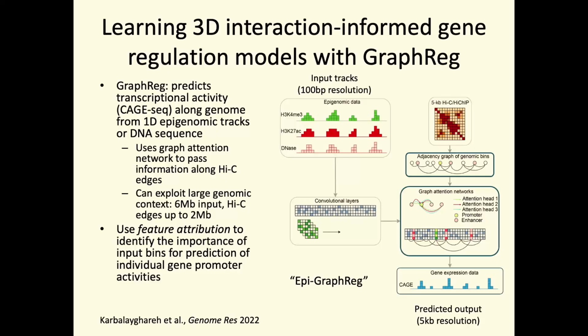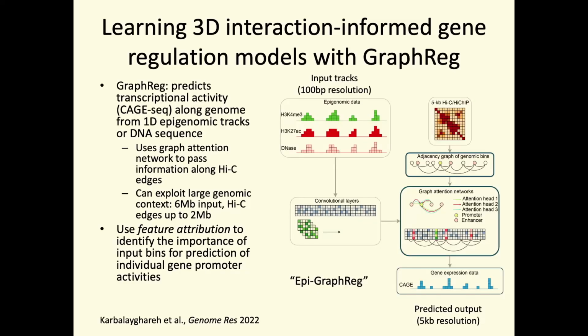So what we do is we start with a regular convolutional neural network. We're taking the 1D epigenomic data and learning representations of it, okay, so compressing the information. Then we pass this representation to a graph attention network where we're passing information along these 3D contact edges. And ultimately, we predict at 5 kb resolution these CAGE peaks, the activity of transcription start sites. Okay, so that's the first model.